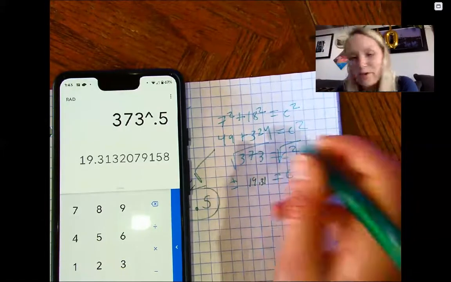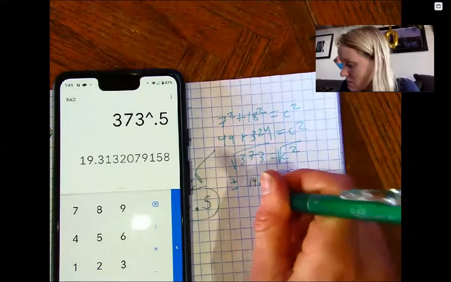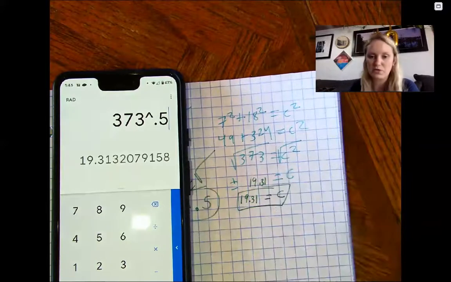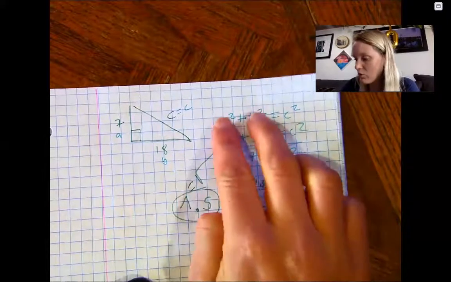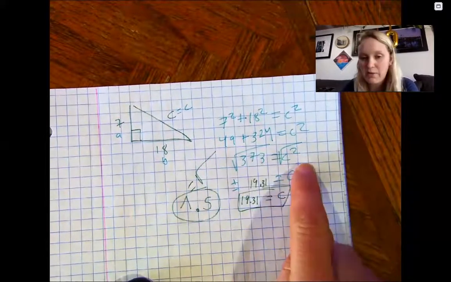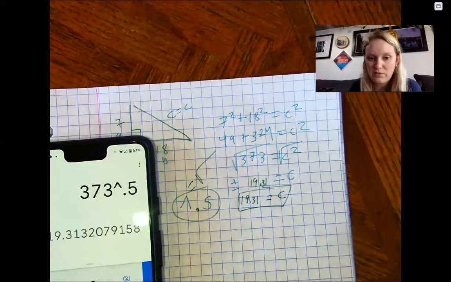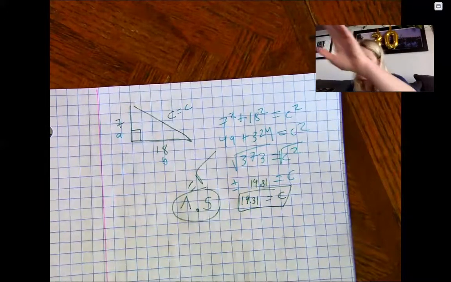We'll just round to the 100th for now. So then I know that it's going to be the positive value. So that side length, that hypotenuse, is positive 19.31. That would be my final answer. Okay, so I plugged in what I knew, 7 for A, 18 for B. I followed the order of operations. To get C by itself, I square rooted. When you square root, you can raise it to the 0.5. Okay, and I got 19.31 positive because side lengths can't be negative.